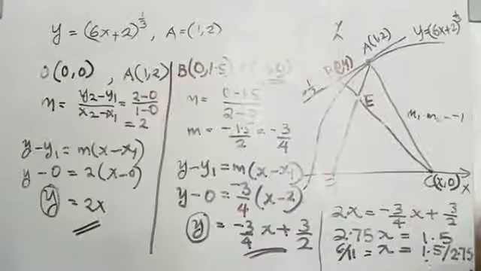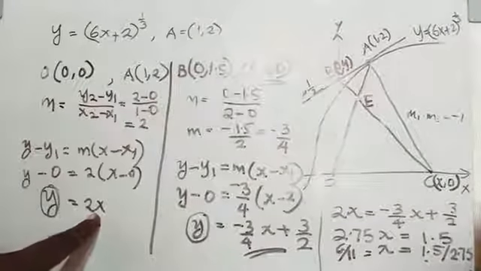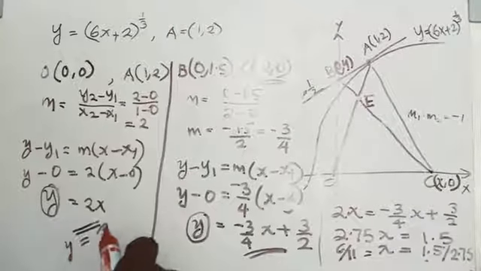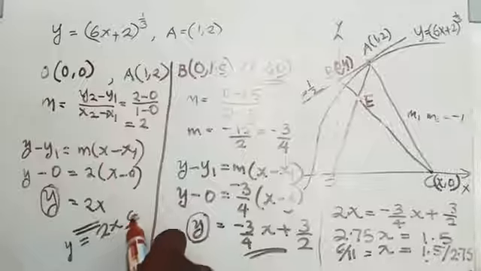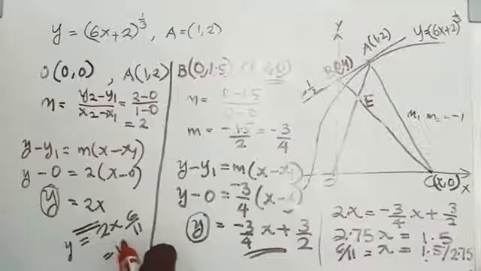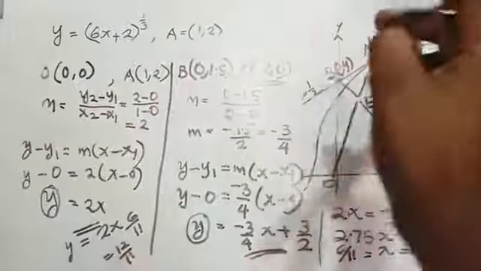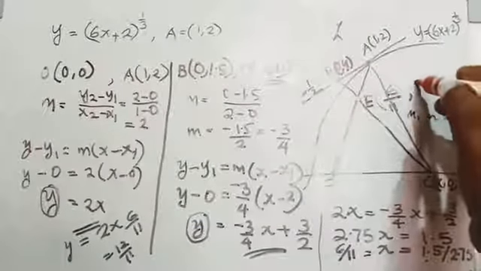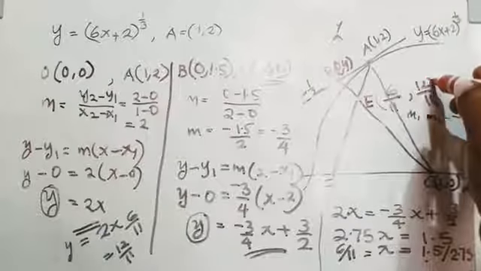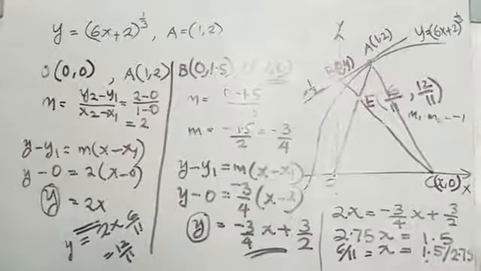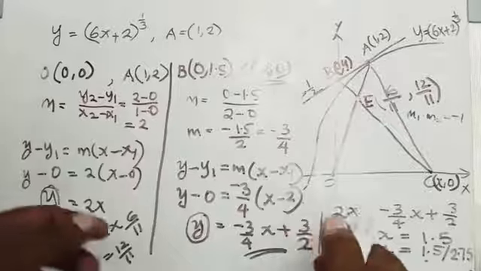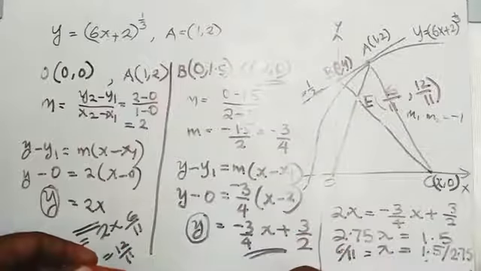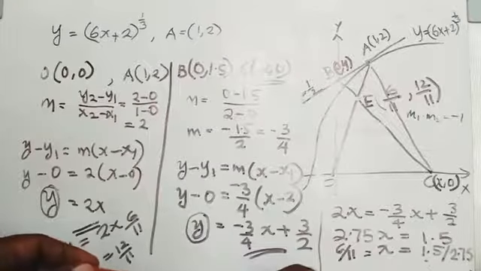Now let's find the value of y. Just by substituting here, we get the answer. So the value of y is 2 times 6 by 11, that is 12 by 11. That means the point E is 6 by 11 and 12 by 11. Now you can check whether the point E is the midpoint of OA by using the midpoint formula.